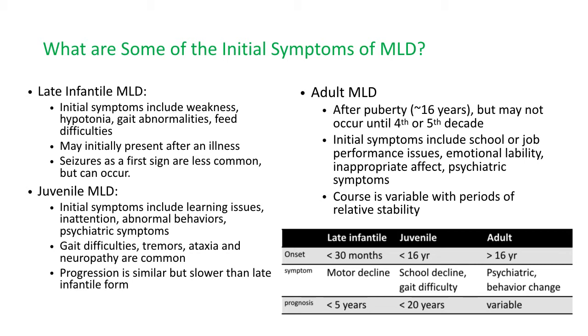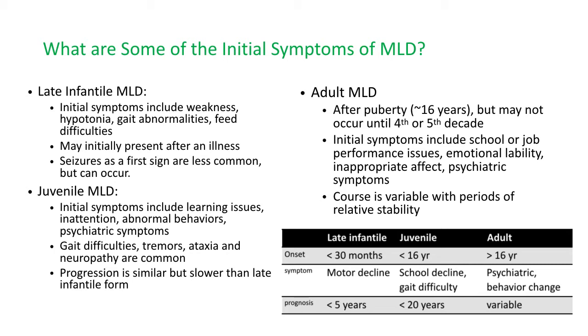What are some of the initial symptoms of MLD? Late infantile MLD usually presents between 6 months to 2 years of life, and it may present with regression of previously attained milestones such as loss of speech, mobility, and motor skills. Other symptoms may include weakness, hypotonia, gait abnormalities, and feeding difficulties. They may initially present after an illness such as a respiratory virus. Seizures as a first sign are less common but can occur.